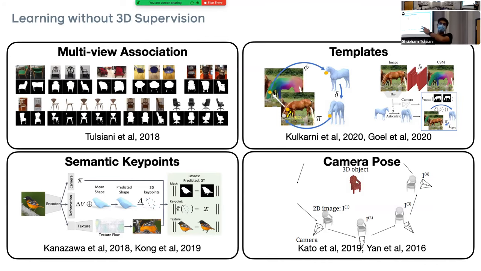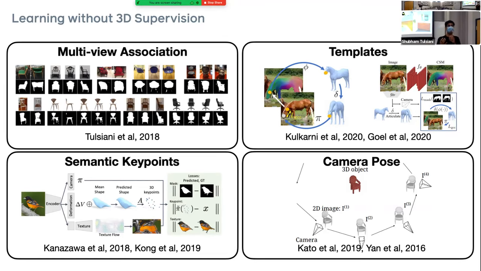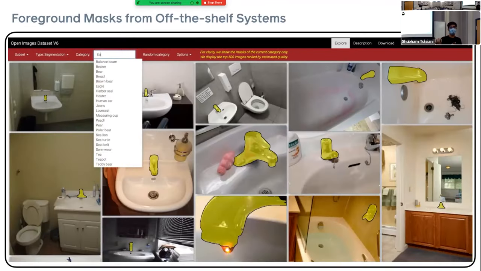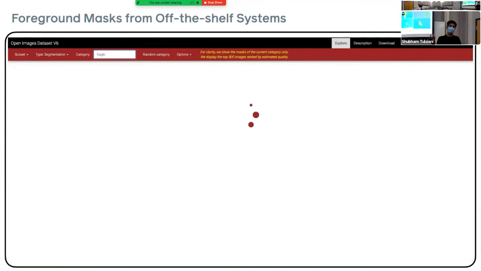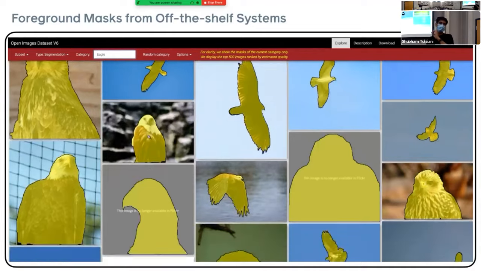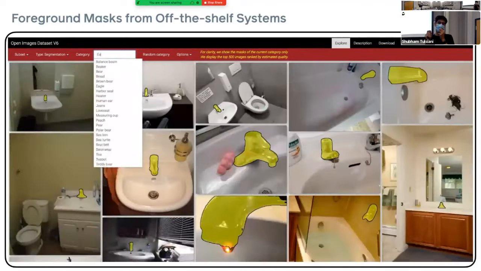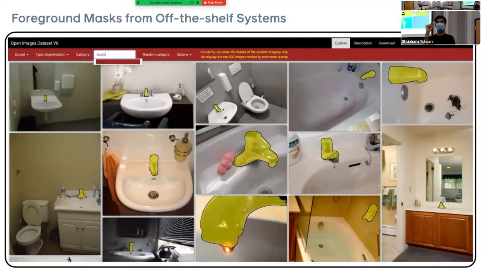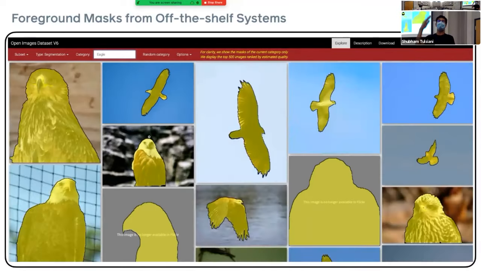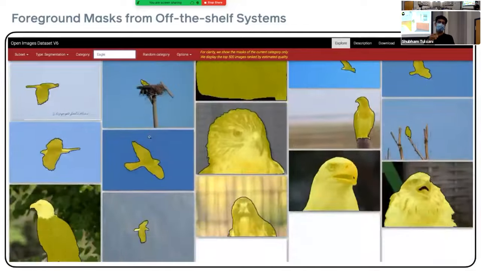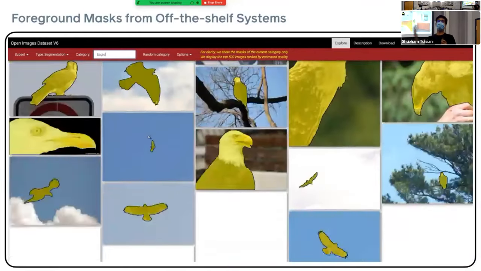But beyond these, one supervision that we think is very easily accessible is just foreground masks of objects. For example, this is a clip from the Open Images dataset where we're just exploring it. If you search for a category like eagles, you can find that there are many accurate annotations for this particular category, and similarly for many other categories.